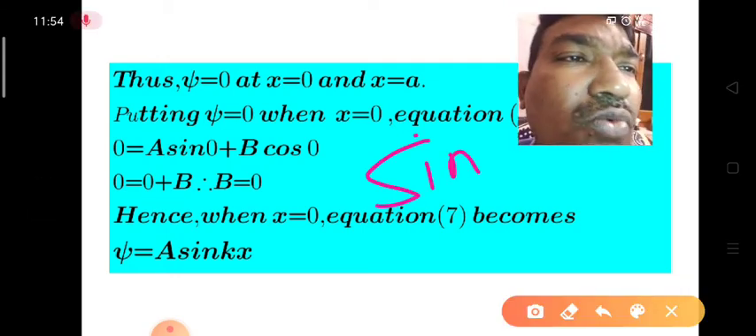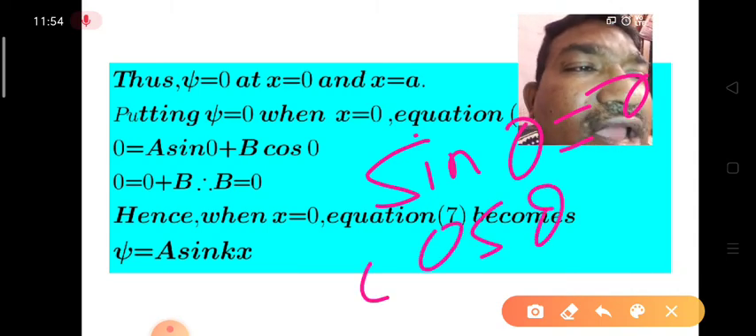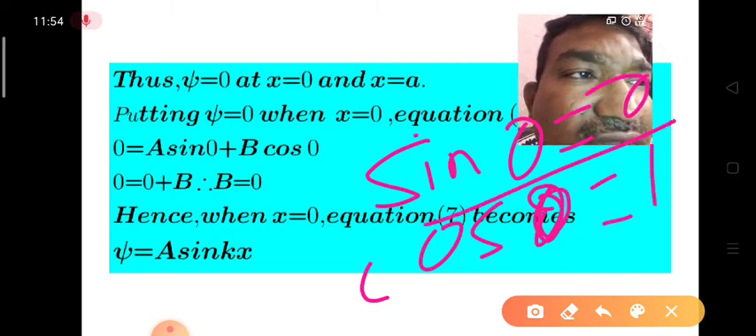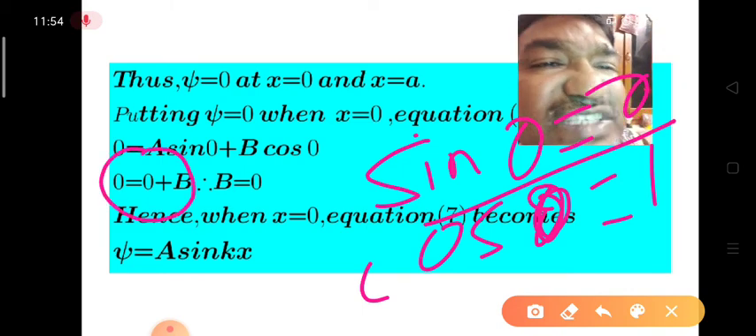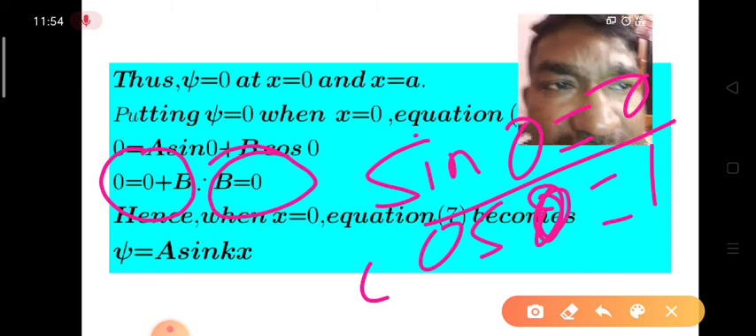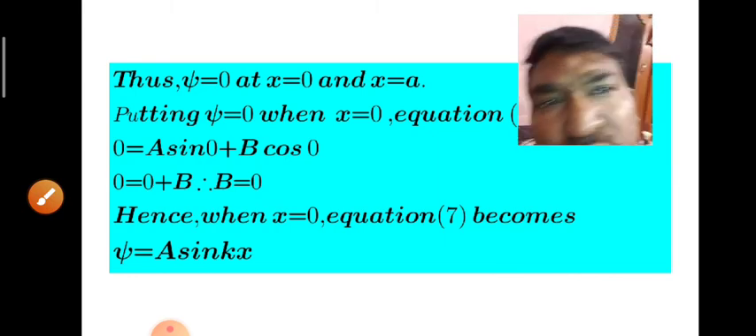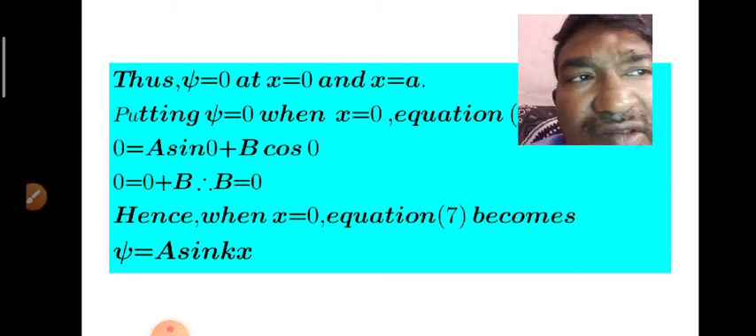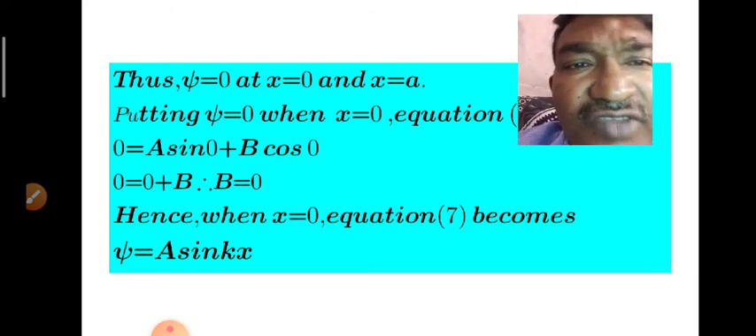Sin 0 value is 0 and cos 0 value is 1. So here we get 0 plus b. That means b is equal to 0. As b is equal to 0, we can neglect b, otherwise we can remove the b term from equation 7.